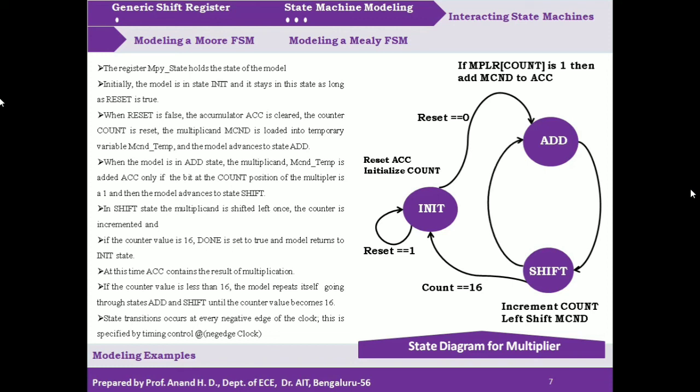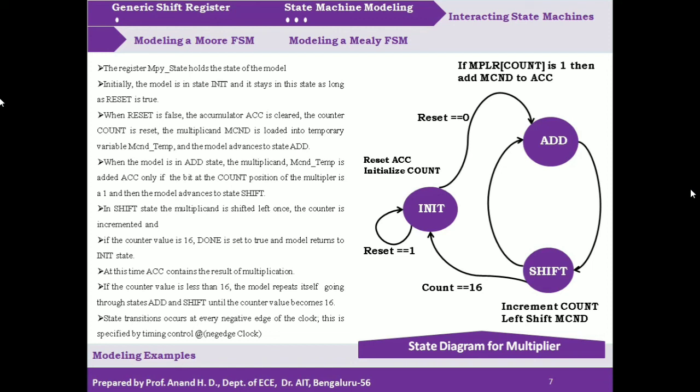Again, it is going to check whether the multiplier bit which is pointed to by count is equal to 1. If it is equal to 1, then the accumulator content will be added with temporary multiplicand. If it is not equal to 1, then there will be a state transition back to shift. So there will be a repetition. So what we can say is that if the counter value is less than 16, the model repeats itself, going through states add and shift until the counter value becomes 16.